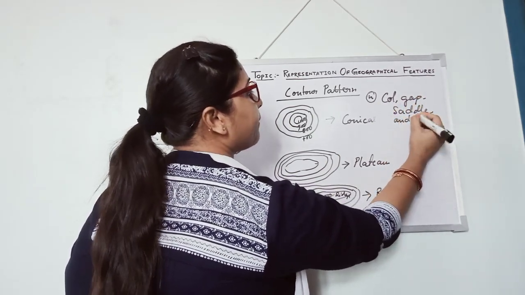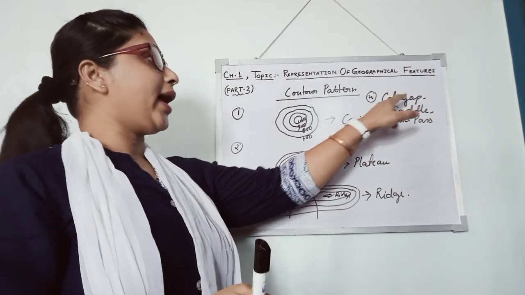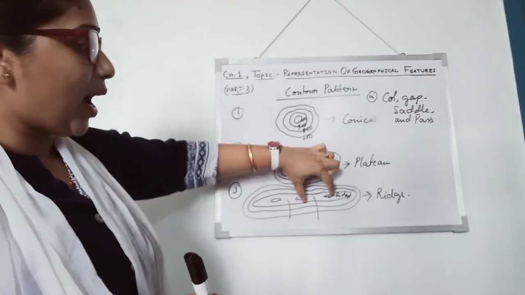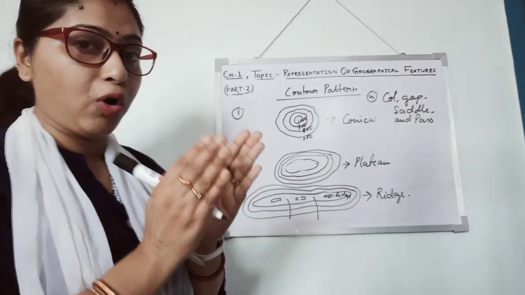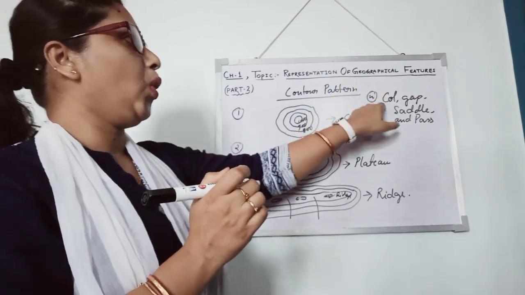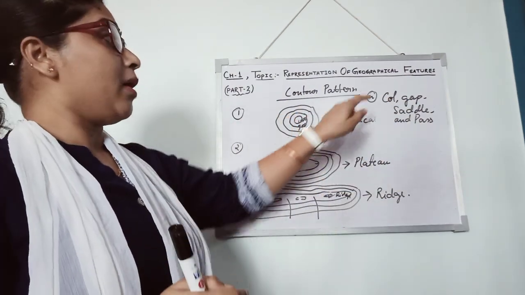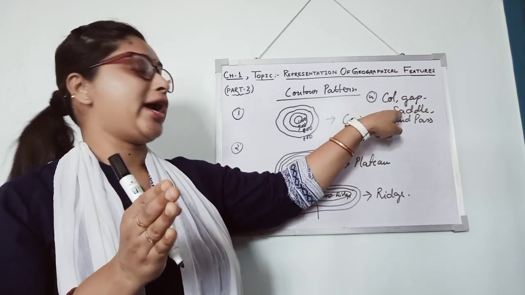and pass. So what are these? Col and gap are near about the same. When the place between two highlands is very small and narrow, it is known as col and gap. Col or gap, anything you can write. But when it is a little wide, it is known as a saddle.